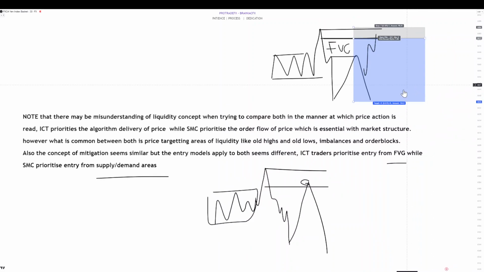So for ICT traders, they prioritize the fair value gap. For SMC traders, we prioritize very good refining. The common mistake with over refining trades is that you tend to miss so many trades. But the sacrifice is worth it, catching one good trade rather than catching so many trades. That is fine. You would see that there are a lot of differences, but there tend to be a lot of similarities as well.